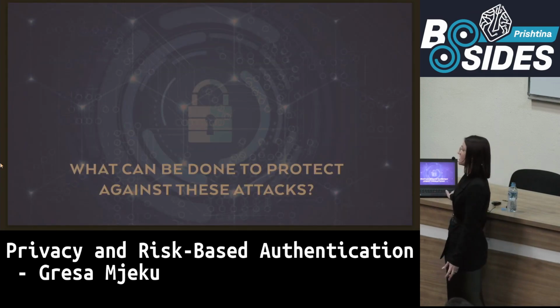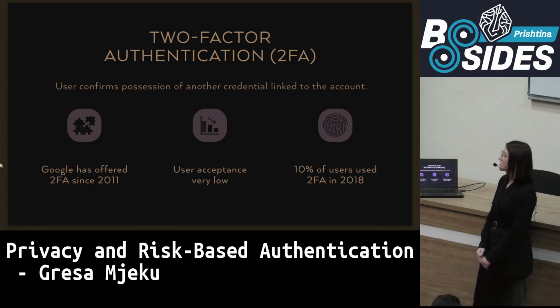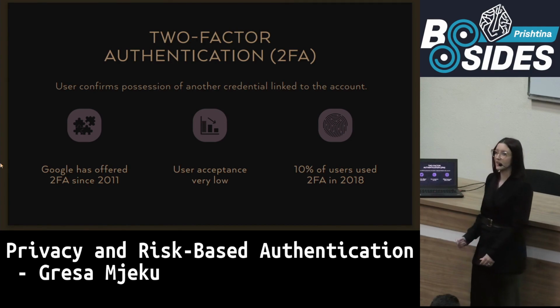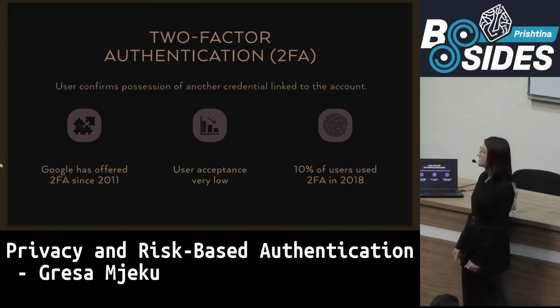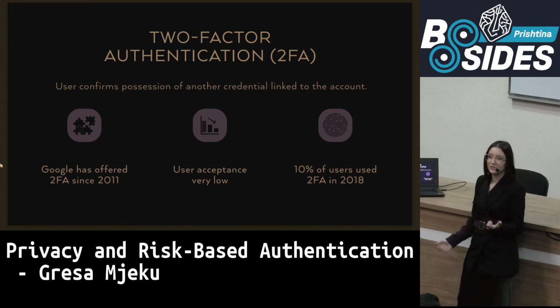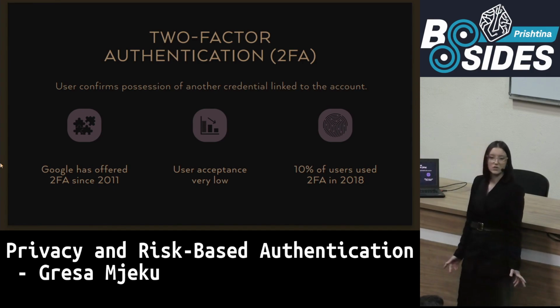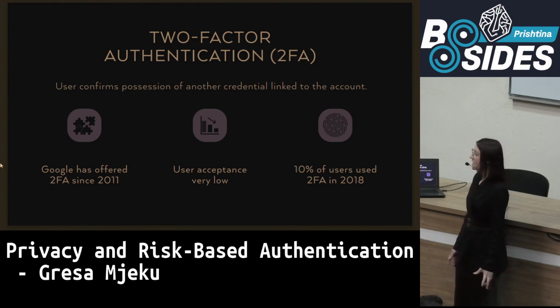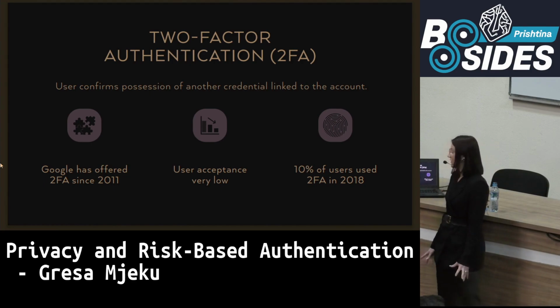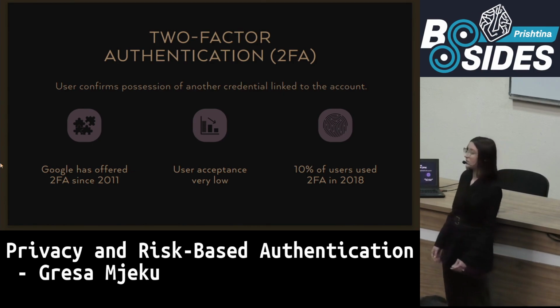One of the most proposed measures is two-factor authentication. In two-factor authentication, a user confirms possession of another credential linked to the account, typically a hardware token, an authentication app, a mobile phone, or an email address. However, as two-factor authentication is an opt-in process, so it requires user intervention, the user acceptance is very low. For instance, Google has offered two-factor authentication since 2011. However, only 10% of users were actively using it in 2018.